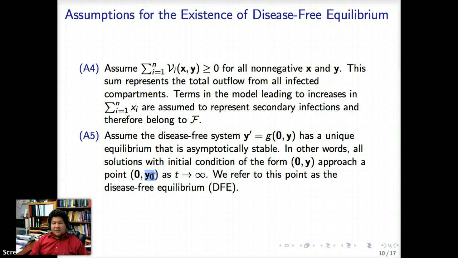Y naught here is supposed to be a constant, right? So it's this convergence. It's not necessarily initial conditions, but it's more like some type of constant vector. And this convergence happens as t goes to infinity. It's the whole notion of having a stable equilibrium, an equilibrium that satisfies that there is no infection in the population. Okay, this disease-free equilibrium is what we will denote here with DFE.